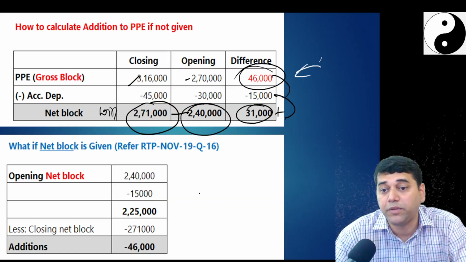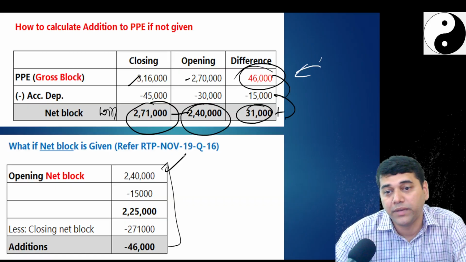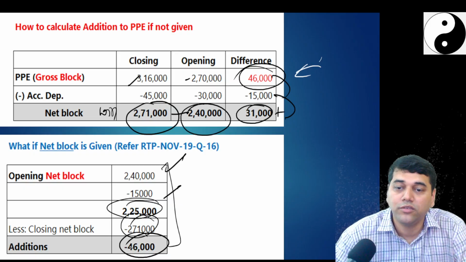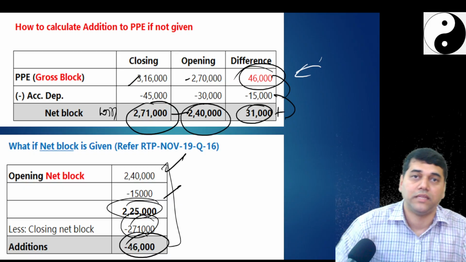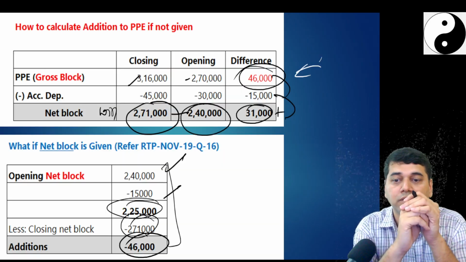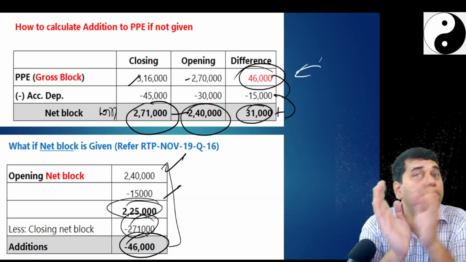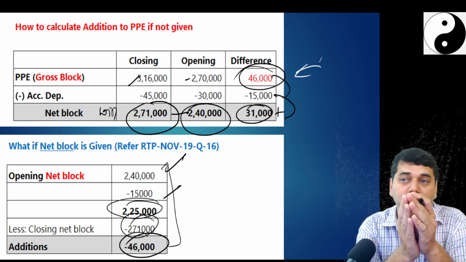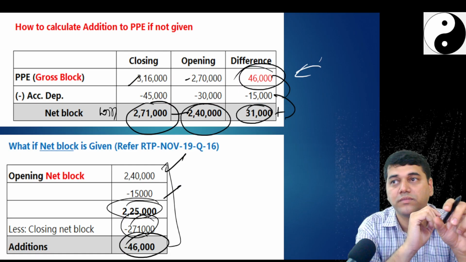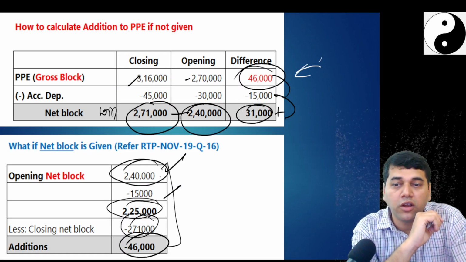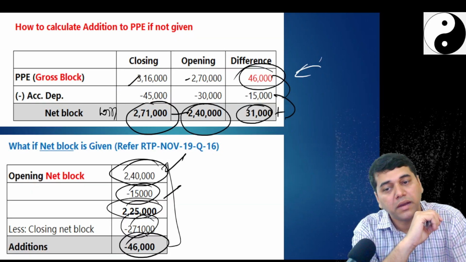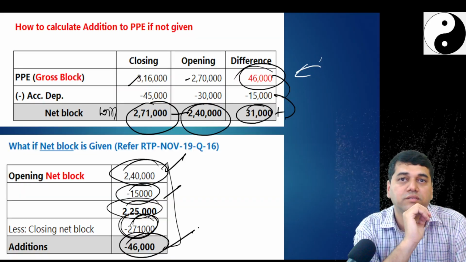In one of the RTP questions they gave you like this: opening net block minus depreciation, closing net block. You will calculate like this. See, in this problem they gave you gross block and accumulated depreciation. In one of the RTP questions they didn't give you gross block. Understand? And in this problem they gave you acquisitions. So you should use this equation: opening block minus depreciation minus closing block.